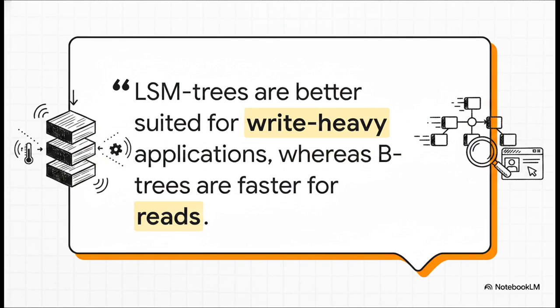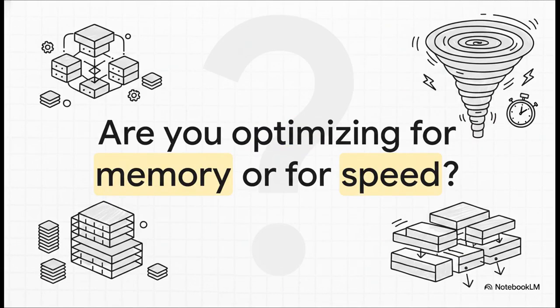If you're building an Internet of Things system that logs thousands of tiny sensor readings every single second, the append-only speed of an LSM tree is absolutely your best friend. But if you're building a complex financial application prioritizing massive, rapid user lookups, you stick with the predictable, balanced architecture of the B tree. Database storage engines are not magic.